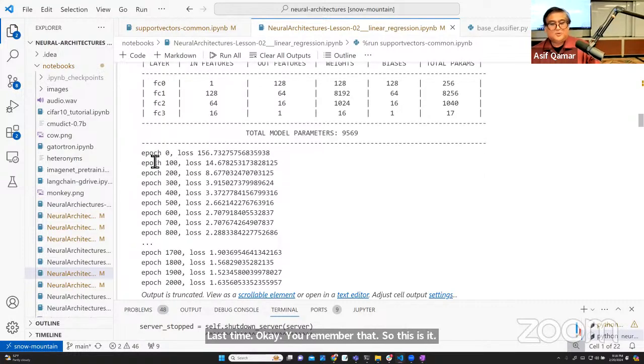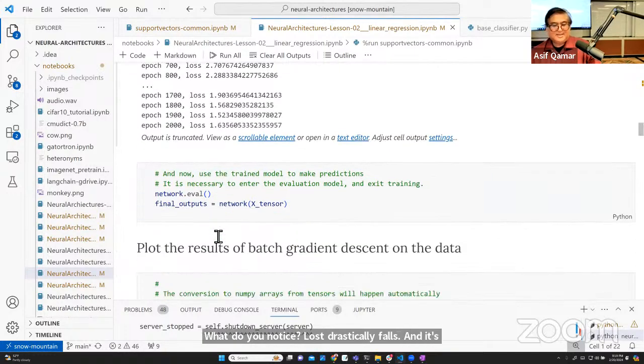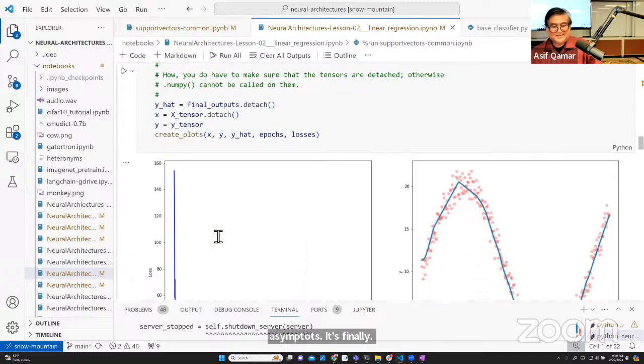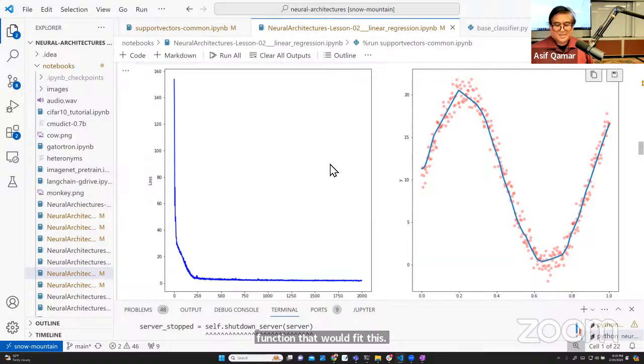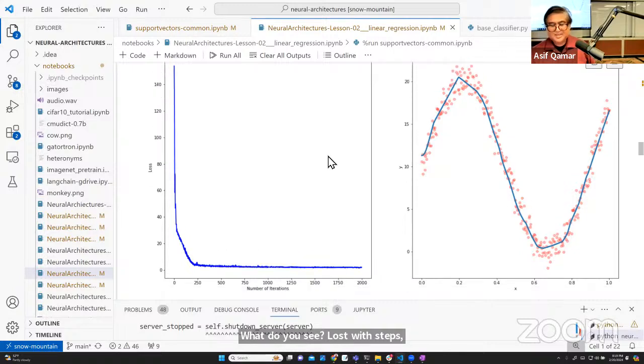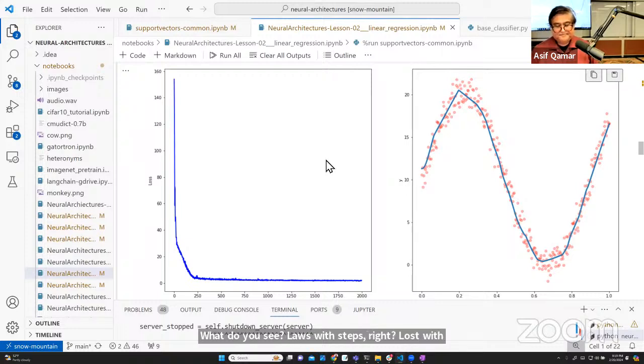And look at the loss. As I go epoch by epoch, so I'm jumping some epochs, what do you notice? Loss drastically falls and it asymptotes. It's finally worth plotting it out. I gave it data that it had to learn from, this particular data, and find a function that would fit this. Now, first pay attention to the left. You should always do it like this, guys. What do you see? Loss with steps, loss with epochs, number of iterations, right? And would you say that it has learned pretty much whatever it has to? No further epochs are needed, right? Loss is saturated. Now you look at the right-hand side and you look at this picture.